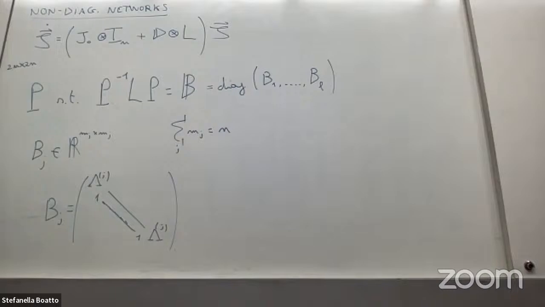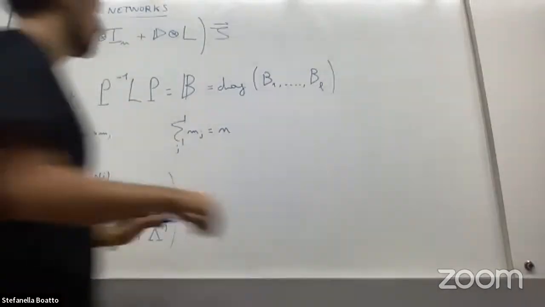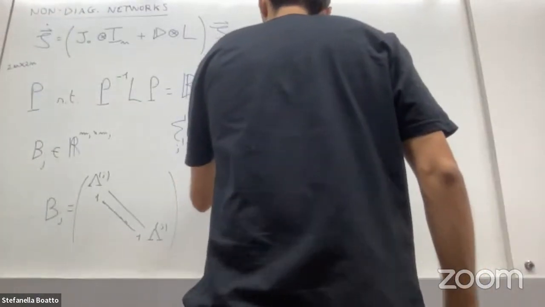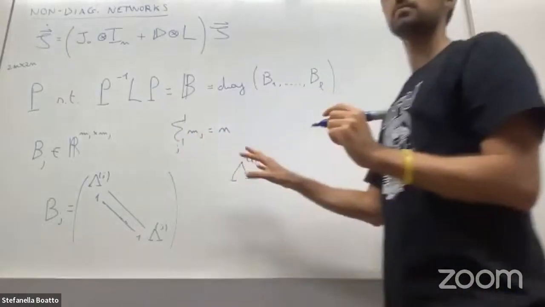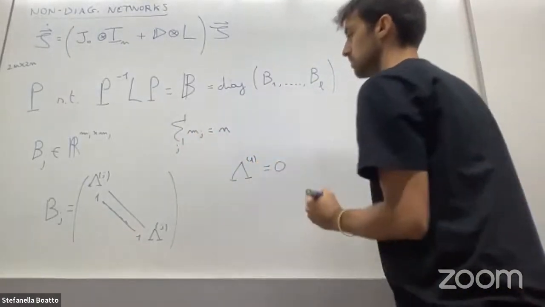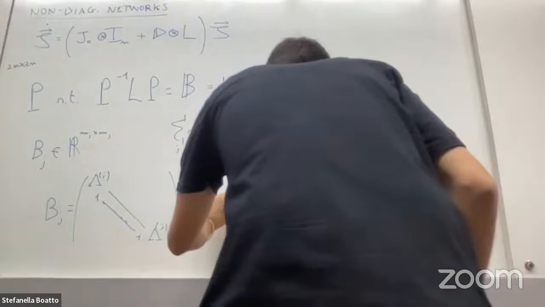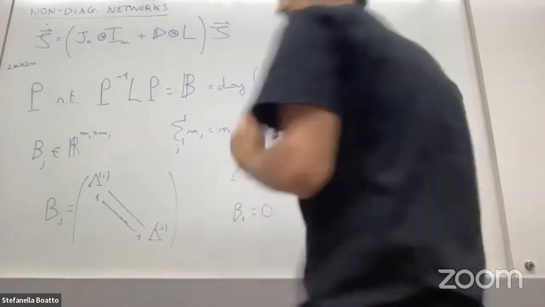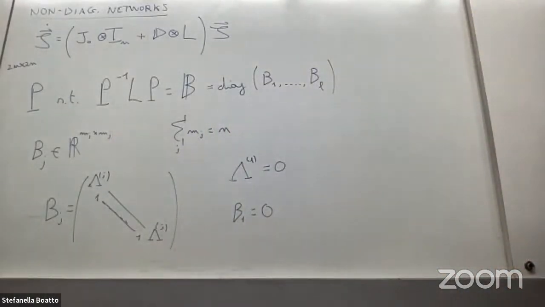If the network is connected, we know that lambda 1, and only lambda 1, is 0. And so B1 is a scalar, it is 0. Okay, the first block is 0.